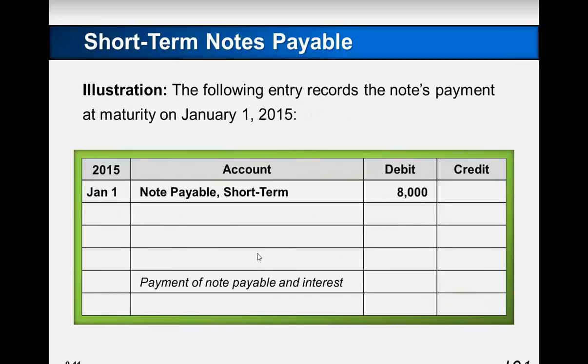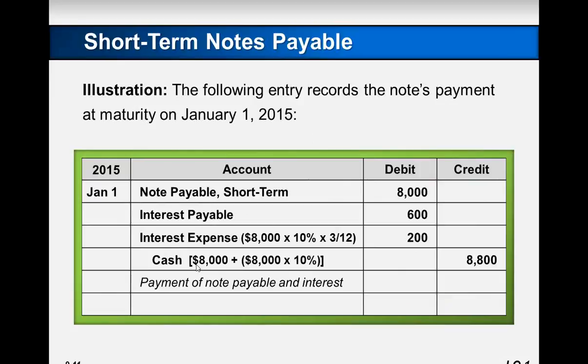So we remove the $8,000 from our note payable. We remove the $600 from our interest payable. These are both liability accounts, which increase on the credit side. If they had balances of $8,000 and $600 respectively, we zero those out by debiting them. We would record our additional 3 months of interest: $8,000 times 10% times 3 months divided by 12.